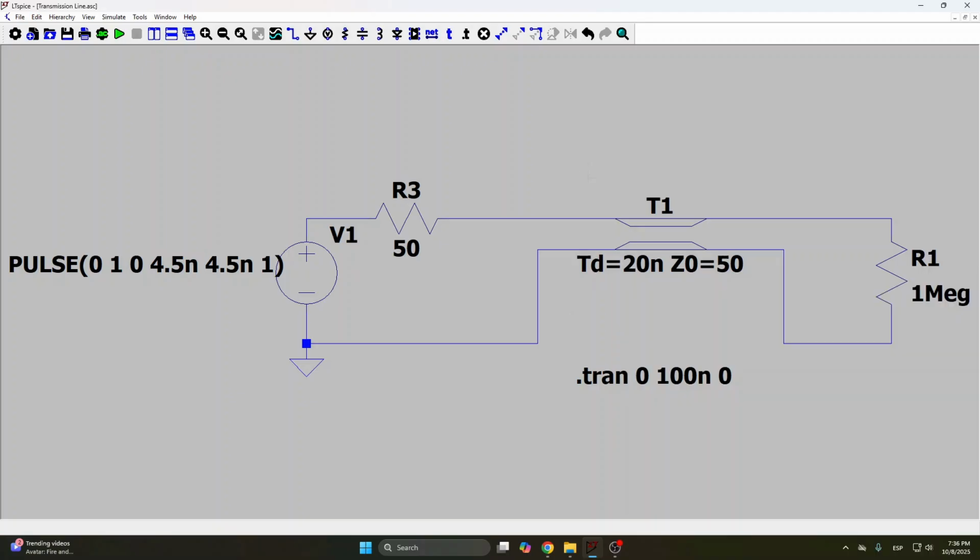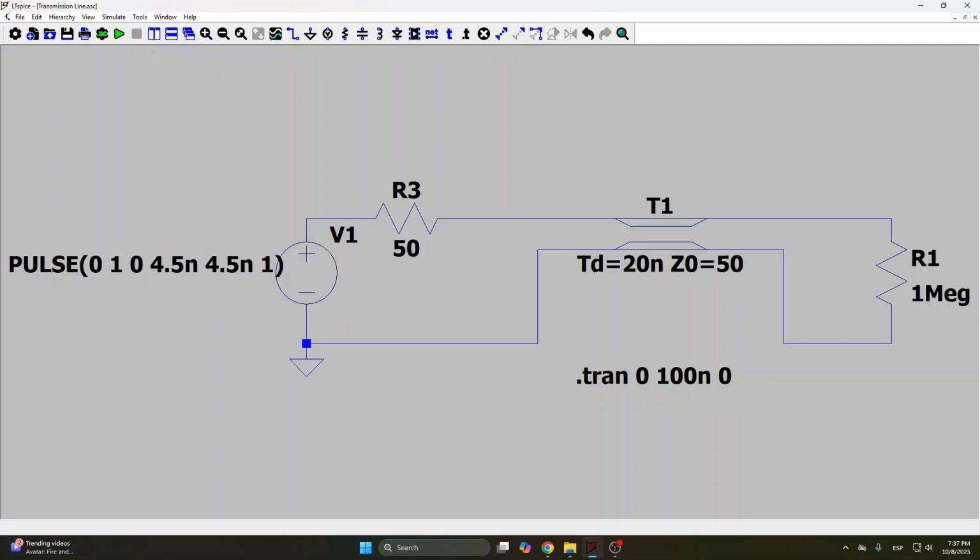LTspice has a circuital model for transmission lines, which is what I use to simulate my PCB transmission line, T1, and I have defined its parameters as TD, which is the propagation delay, as 20 nanoseconds, and Z0, which is the characteristic impedance, as 50 ohms.